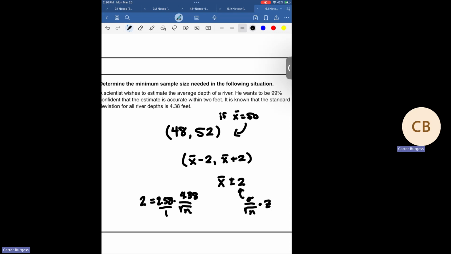All right. So we multiply our numerators together. That's going to be 2.58 times 4.38. I get 11.3004, divided by 1 times the square root of n. Well, that's just the square root of n.